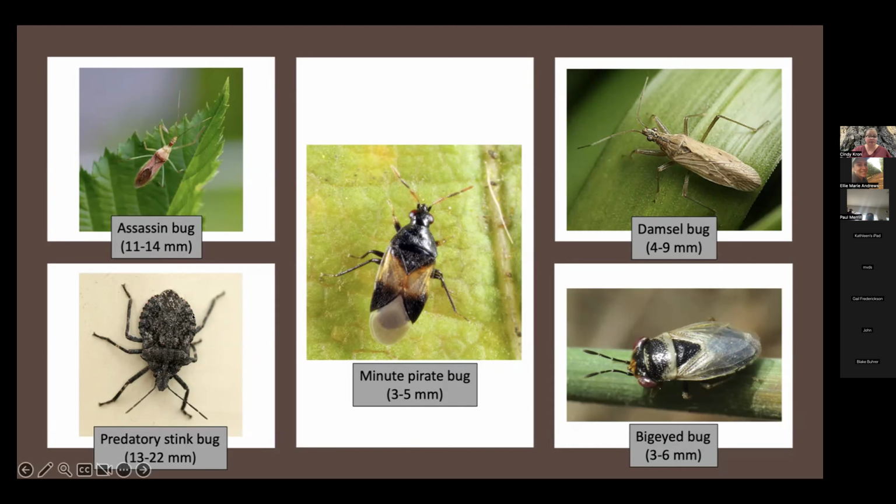Your predatory stink bug, this is a rough stink bug. This is predatory. This is beneficial. Minute pirate bugs, big-eyed bugs, damsel bugs. These are all beneficials. You can purchase assassin bugs, minute pirate bugs, and I believe big-eyed bugs from insectaries.